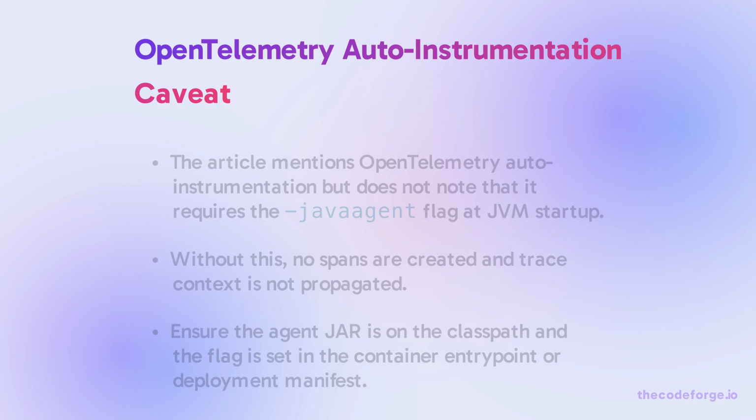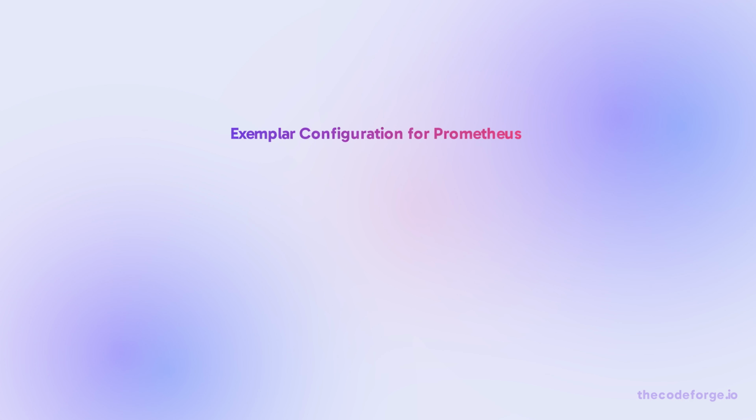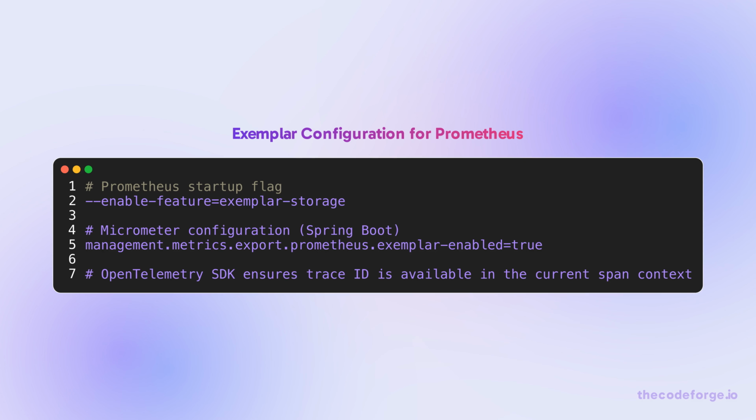Prometheus. The article mentions OpenTelemetry auto-instrumentation, but does not note that it requires the javaagent flag at JVM startup. Without this, no spans are created and trace context is not propagated. Ensure the agent jar is on the classpath and the flag is set in the container entry point or deployment manifest.